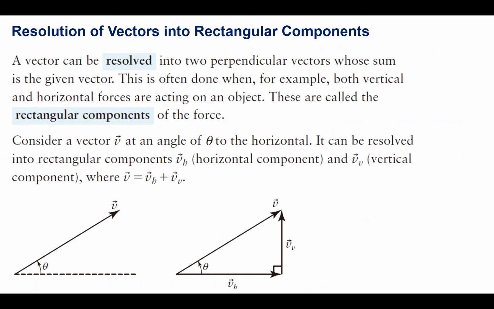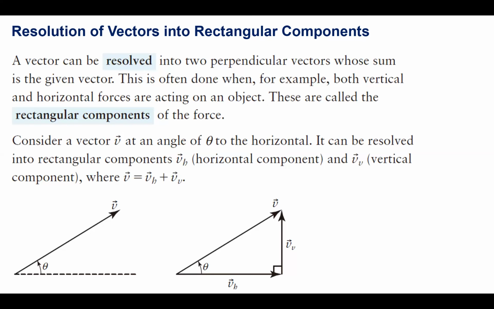Okay, before we see another example, let's have a look at a concept of resolution of vectors into rectangular components. So a vector can be resolved into two perpendicular vectors whose sum is a given vector. This is often done when, for example, both vertical and horizontal forces are acting on an object. These are called the rectangular components of the force.